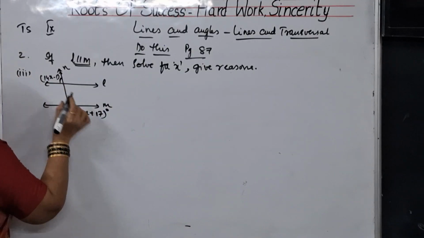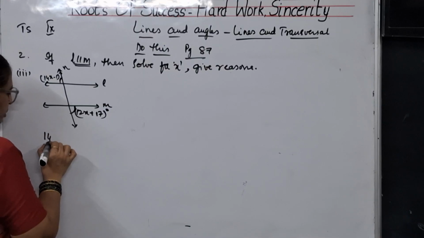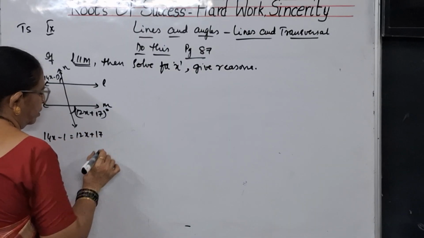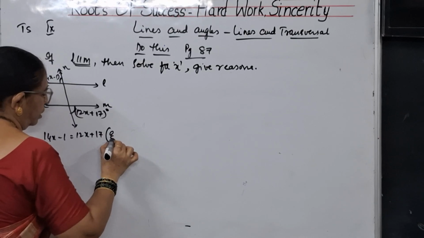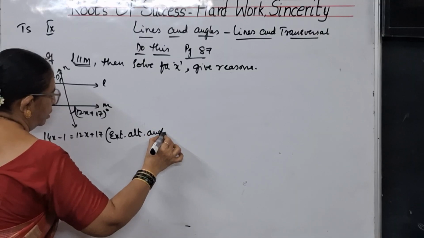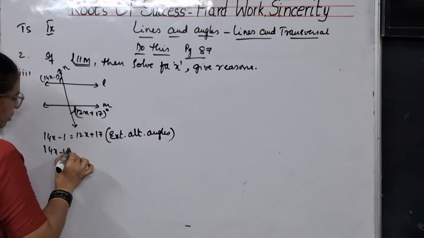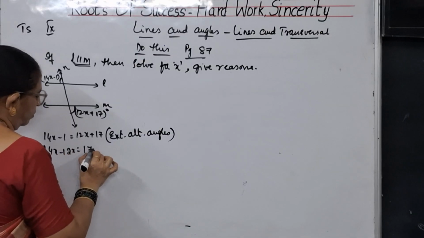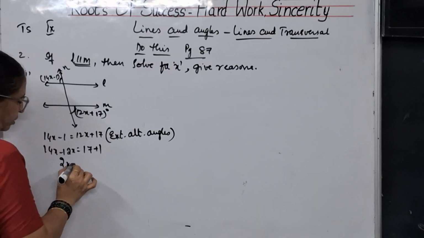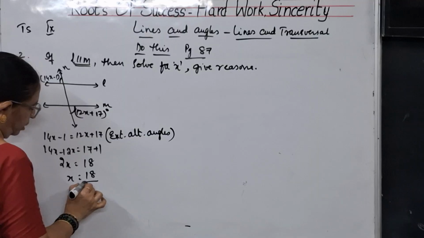So these are exterior alternate angles. They are also equal. So what we will say? 14x minus 1 is equal to 12x plus 17. Why? They are exterior alternate angles. So 14x minus 12x is equal to 17 plus 1. 14x minus 12x is 2x is equal to 18. So what is x? 18 by 2.